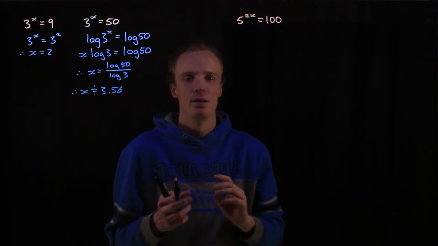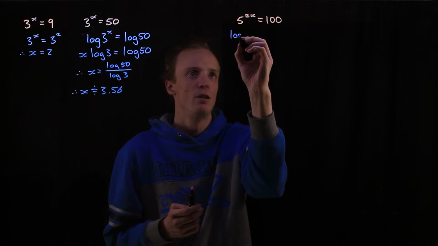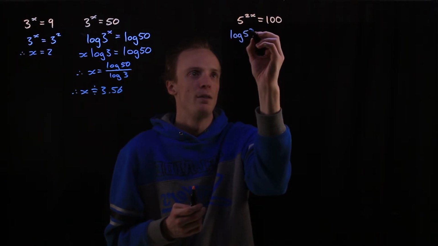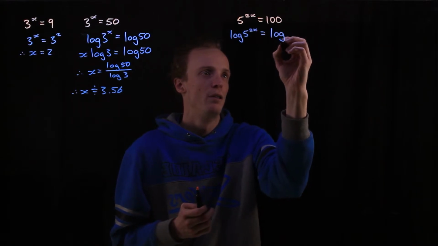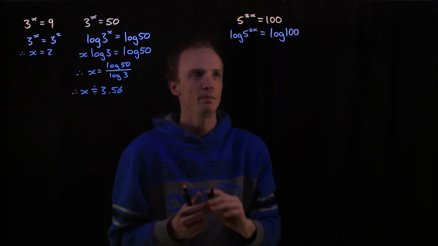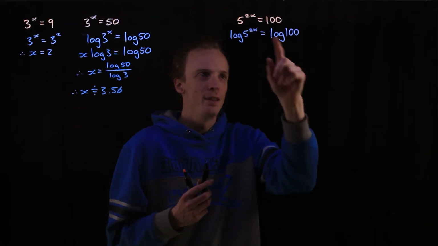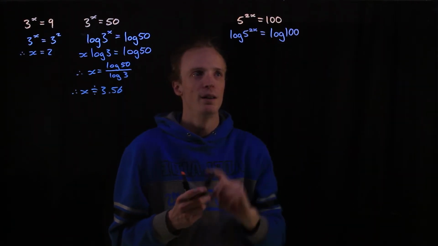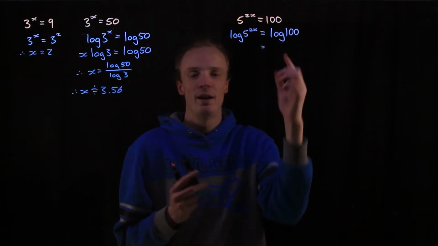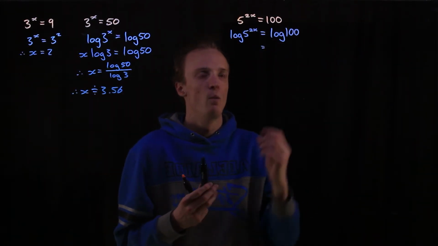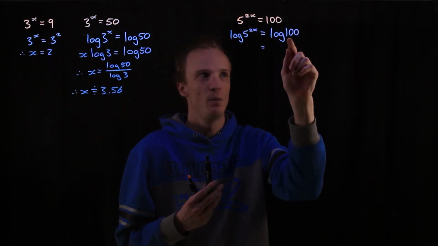Well, our first step is to take the log of both sides. So that means that this is going to be the log of 5 to the power of 2x, and it's going to be equal to the log of 100. Now immediately notice I've got the logarithm of 100. This here can be simplified quite easily. What I'm looking for is, because this is a log base 10, what power would I need to raise 10 to get 100?